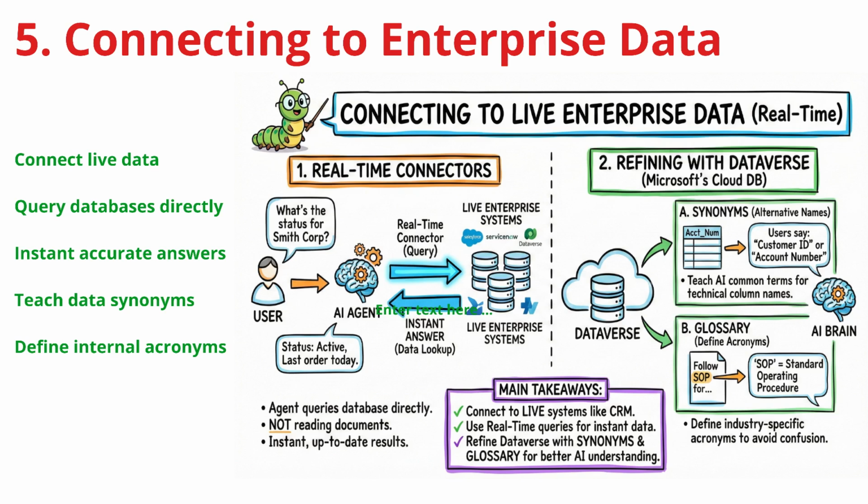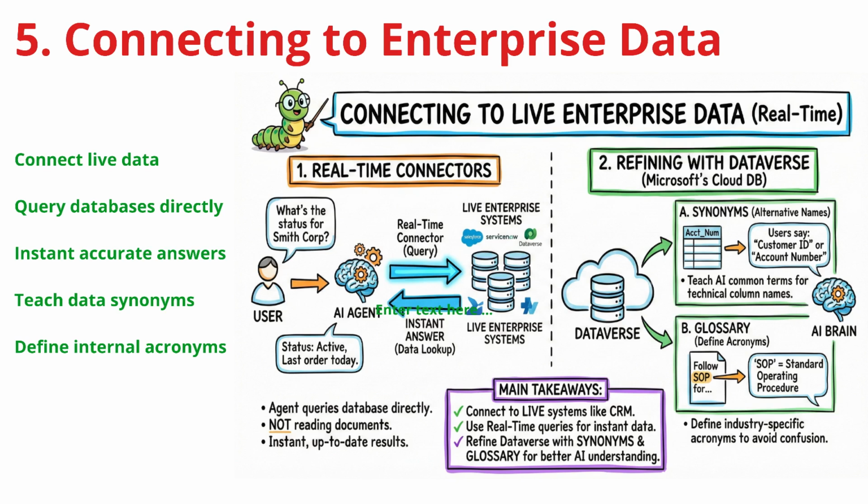Now, look at the right side. When using Microsoft Dataverse, you can refine the AI's understanding. Database column names can be technical, like account num. By adding synonyms, you teach the AI that users mean customer ID. You can also create a glossary to define internal acronyms, ensuring the agent knows exactly what SOP means in your office context.